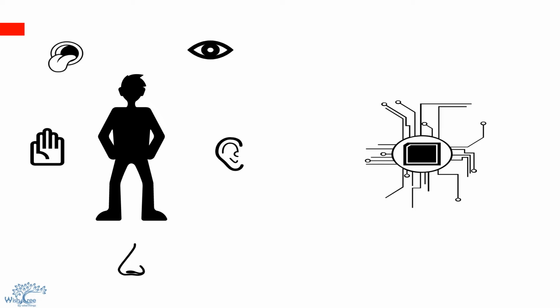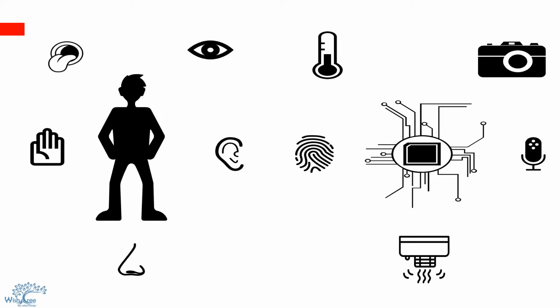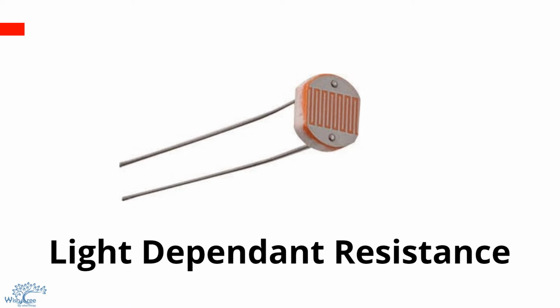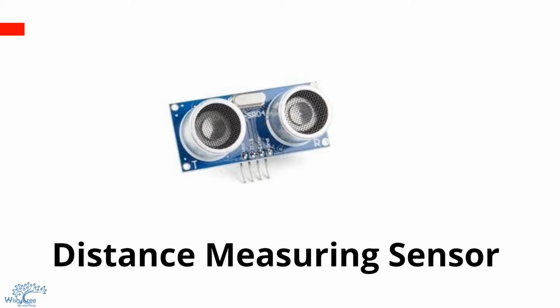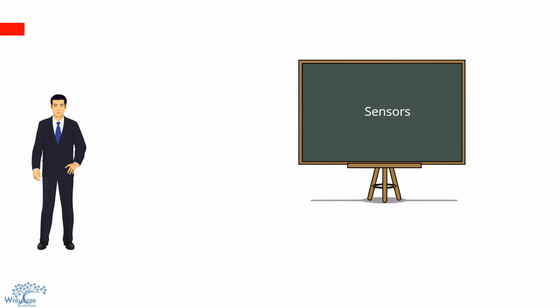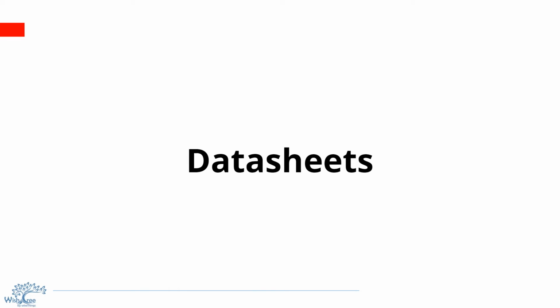In our kit, we have provided a lot of sensors that we will be using to build projects throughout this series. There is one LDR, light dependent resistor. Its resistance changes based on the intensity of light that falls on it. There is an ultrasonic distance measurement sensor. There is a humidity and temperature measuring sensor. We'll see how to use them in our projects. All the details about an electronic component are always available in the data sheets.